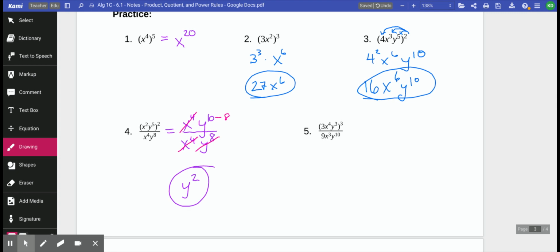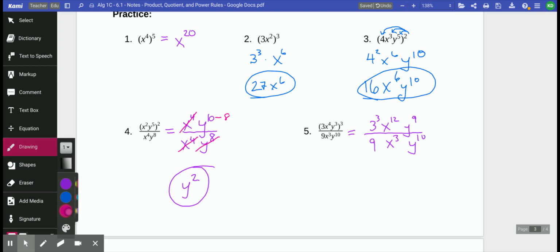Okay, let's do this next one. This next one is going to involve power rule again. So we're going to do that power rule first. So 3 to the 3rd, don't forget that base, x to the 12th, and y to the 9th, right? I'm multiplying all of my exponents. Copy down what I have down here. And again, I'm lining up my number parts, my x parts, and my y parts.